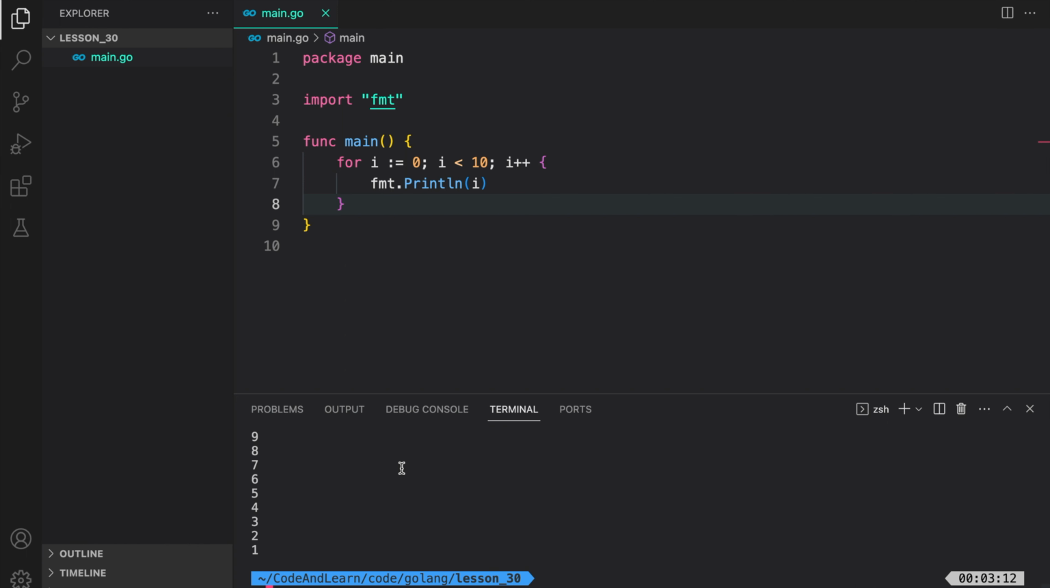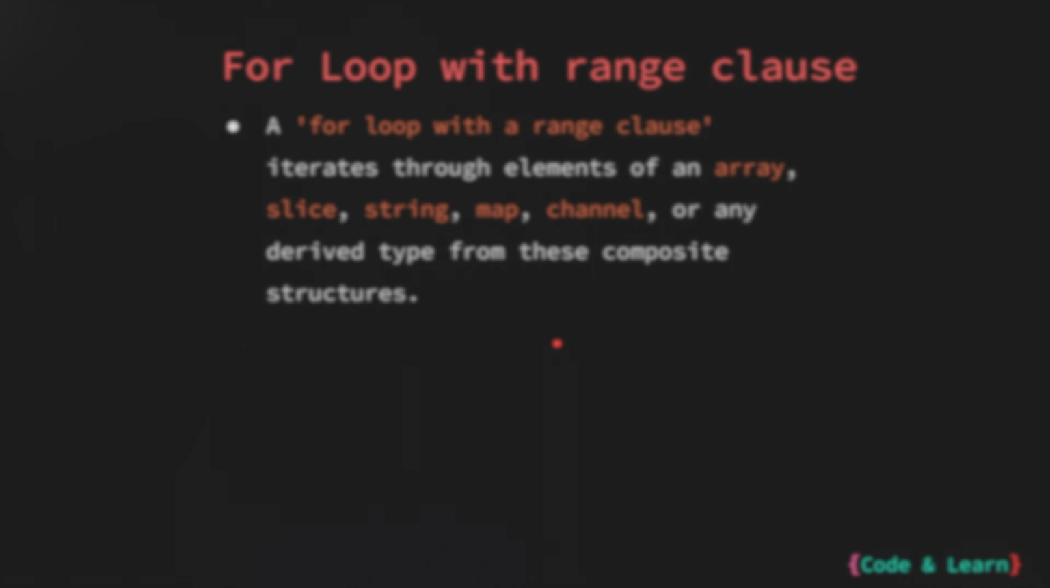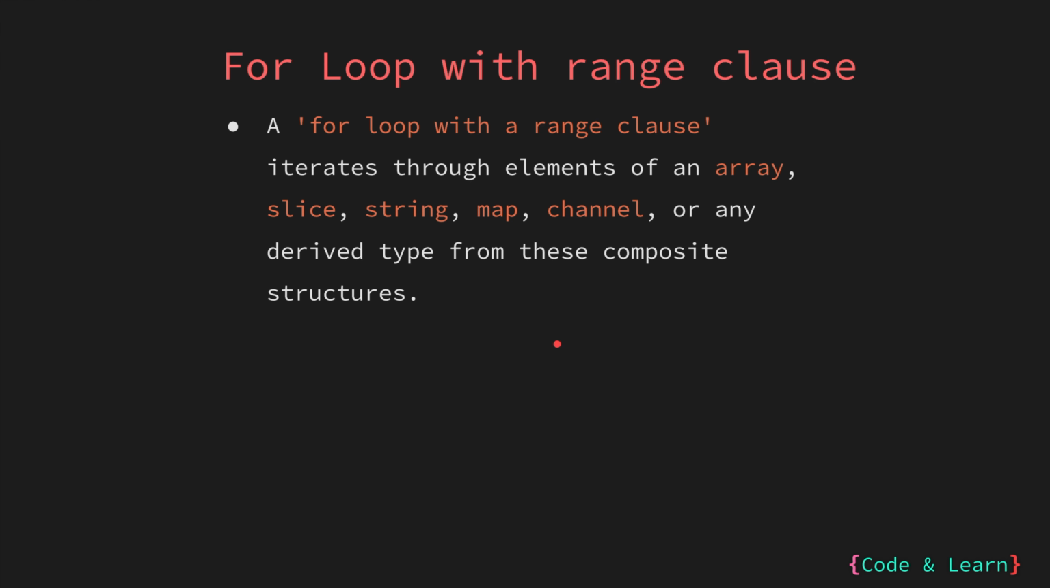Let's run our program to verify the same. As you can see, we started with 0, then 1, 2, 3, 4, 5, 6, 7, 8 until 9, because we want everything printed that's less than 10. So this is how a for loop with a for clause works. Next, we will look at the for loop with the range clause.